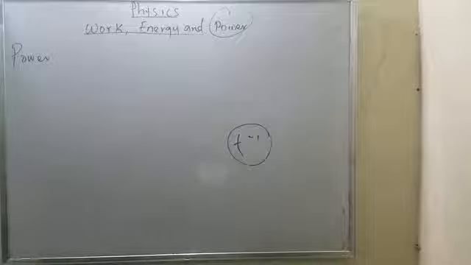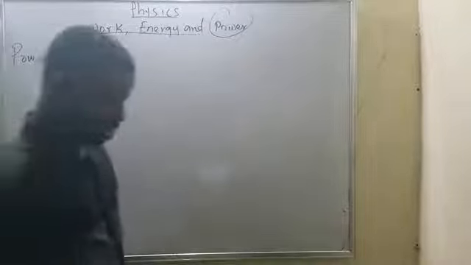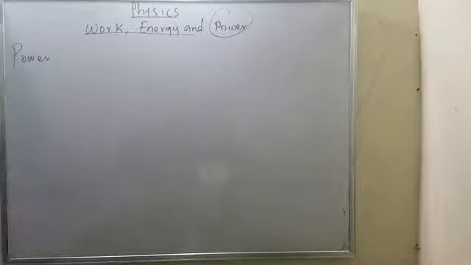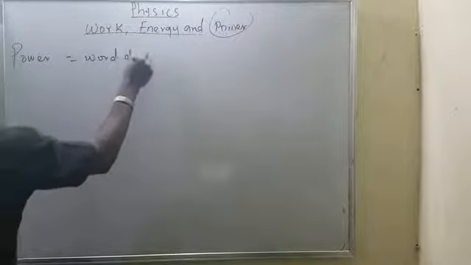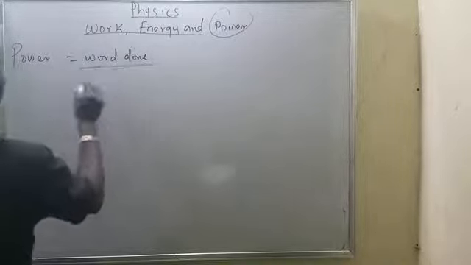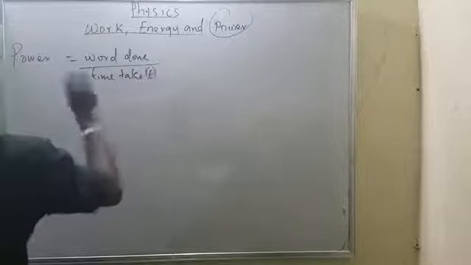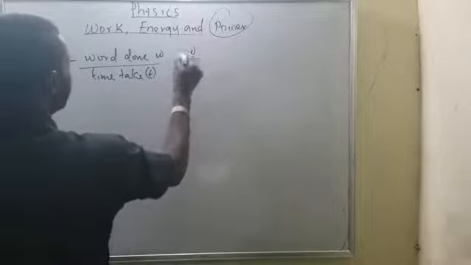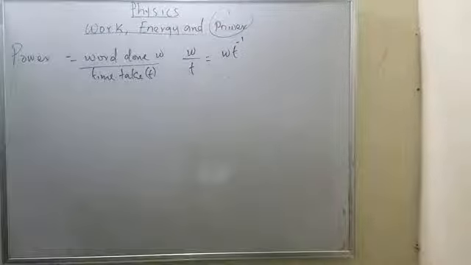That is why when you want to define your speed, you will hear distance moved at the rate of what? At the rate of time. Velocity is distance over time, and so on. Now, when you hear the word power, note that power is always work done with respect to time taken, which is t. It means my power is always equal to W over t.